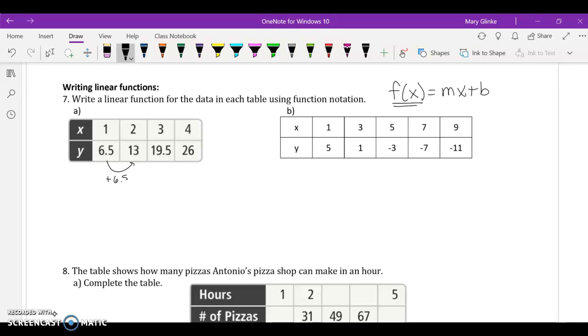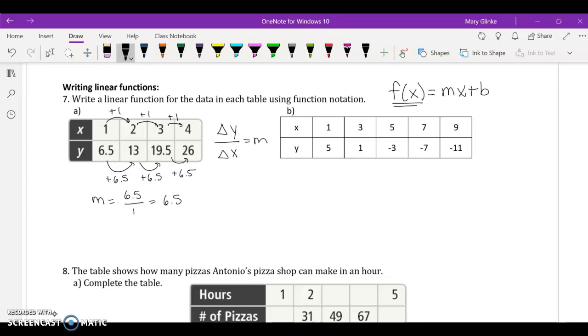So for these ones, we find our slope by looking at our change in y over our change in x. So we look at how our x's are changing compared to how our y's are changing. So for this one, our slope is going to be 6.5. That's how much our y's are changing when our x's are changing 1. So our slope for this one is 6.5.